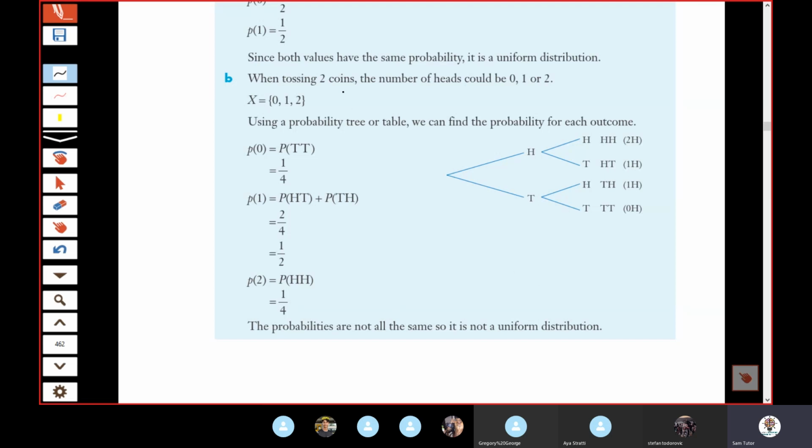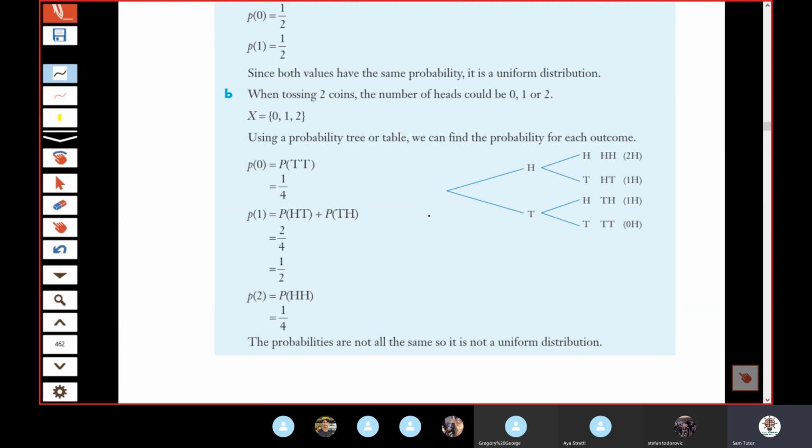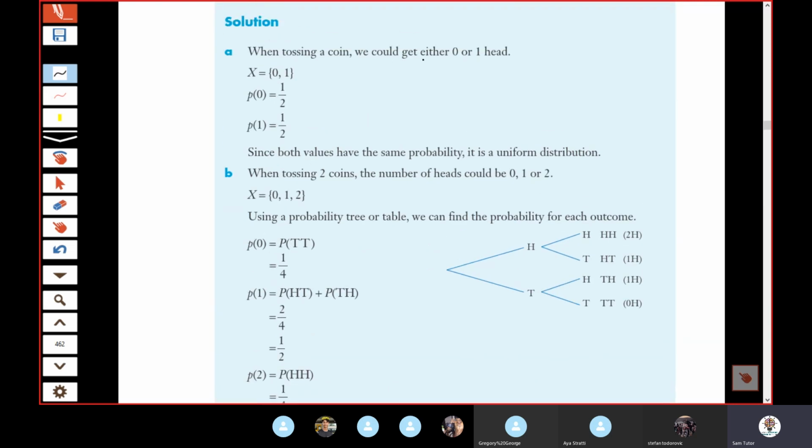So when you're tossing 2 coins, the number of heads could be 0, 1, or 2. The number of heads would not be uniform. But when you've got 1 coin, the number of heads would be uniform, because to get no head is half, to get 1 head is also a half. So it's the same probability.